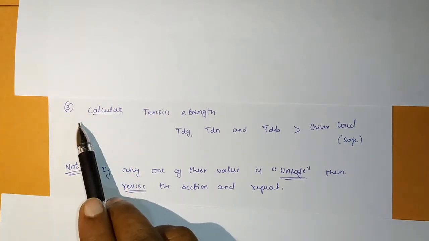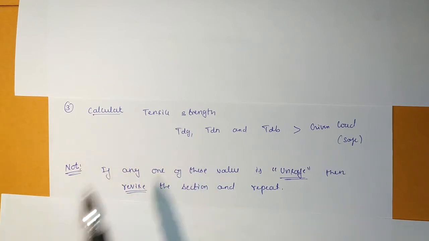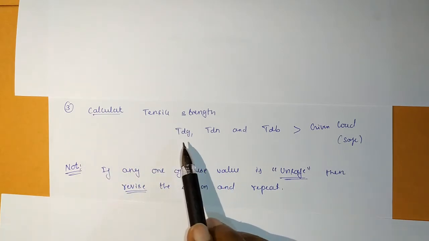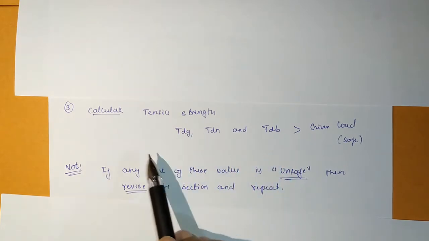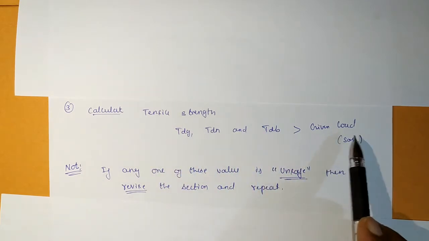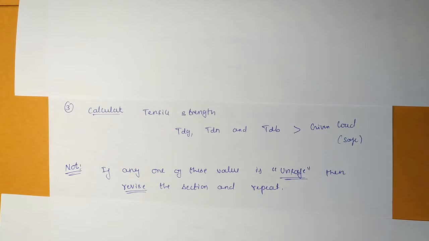In step number 3, we are going to check the safety of the member, or we are going to calculate the tensile strength of the member. First we are going to calculate TDG, then TDN and TDP. All these three values should be greater than the given load. Then only the design is safe.